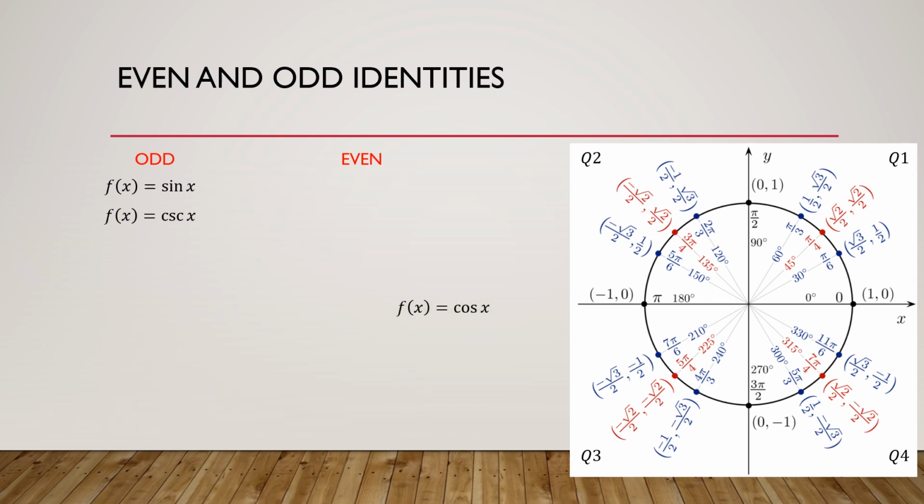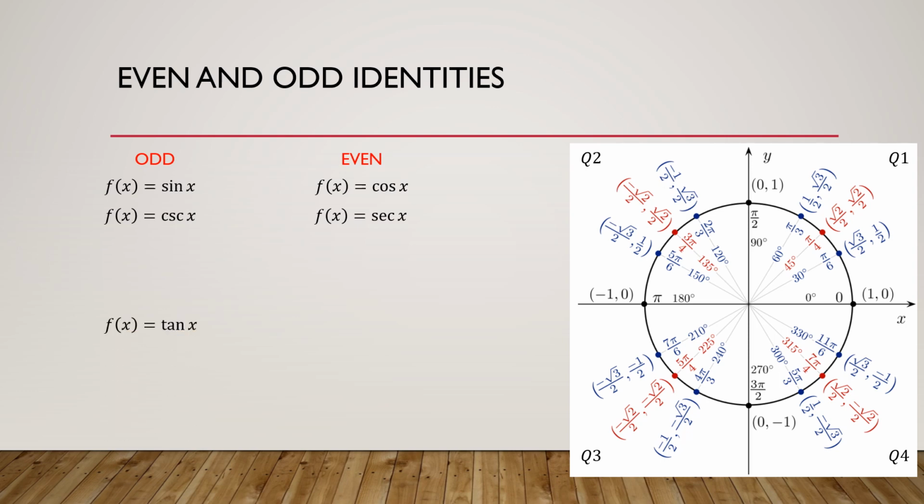Conversely, cosine is positive in quadrants 1 and 4. This means that cosine of every negative x is equal to cosine of x. This means cosine is an even function. Since secant is 1 over cosine, the same is true for this function as well.